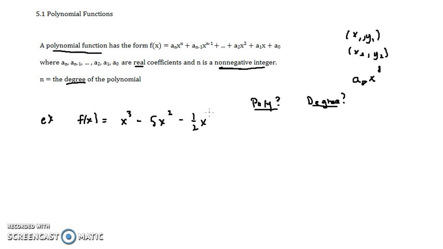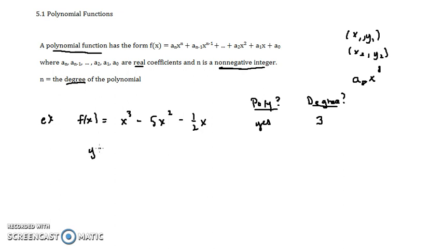3, 2, 1. Yes. So it meets our criteria here. Yes, this is a polynomial. And what is the degree? The degree is the highest number, the highest exponent. The degree is 3. Okay, so this is what we're looking for in polynomials.